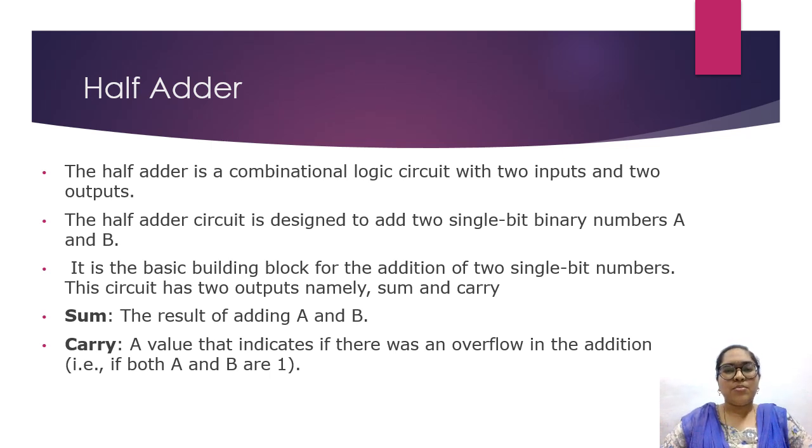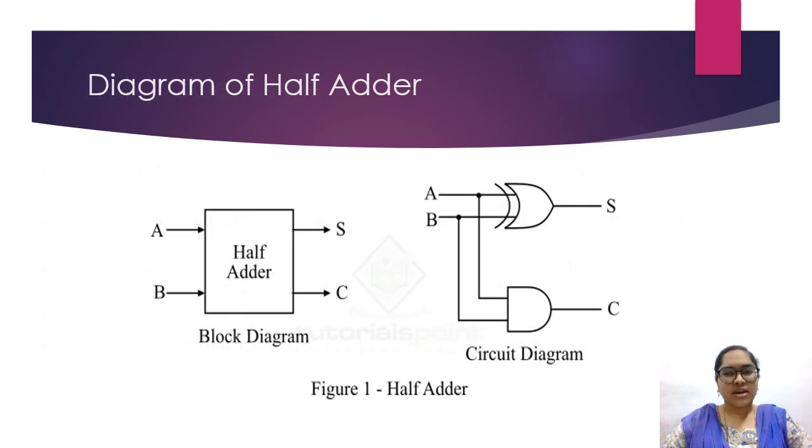Next, let's look at the block diagram. So first we have the block diagram. So here we basically have two inputs, that is A and B, and then we have two outputs, sum and carry. When we look at the circuit diagram, here we can see which gate we have used. For output sum, we have used the XOR gate, and for output carry, we have used the AND gate.